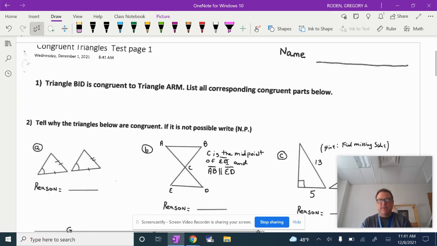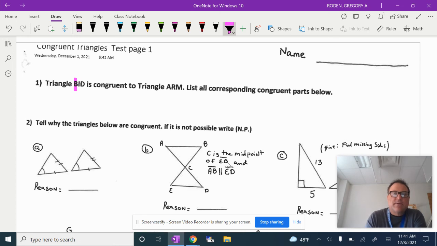All right, so the first problem, ladies and gentlemen, was triangle BID is congruent to triangle ARM. List all pairs of corresponding parts below. Remember, guys, we know that B corresponds with A, so we can just list them off. Angle B is congruent to angle A, and then angle I is congruent to angle R, and angle D is congruent to angle M. We just go in order, and most of you got this, so I'm not going to spend a ton of time doing this.